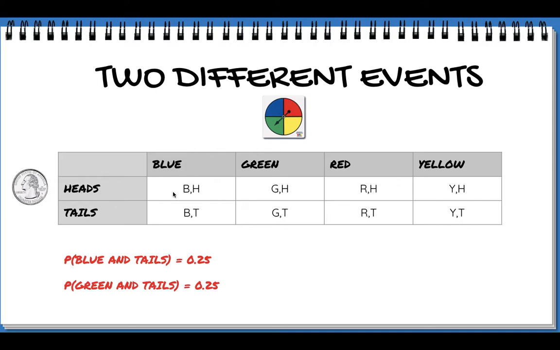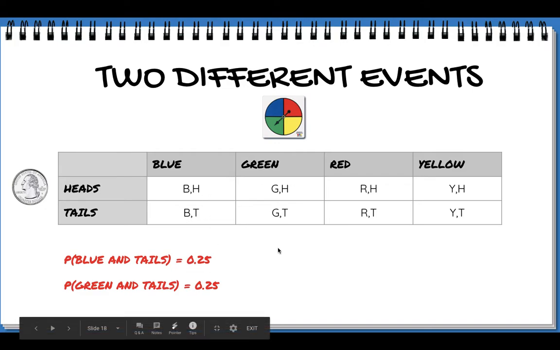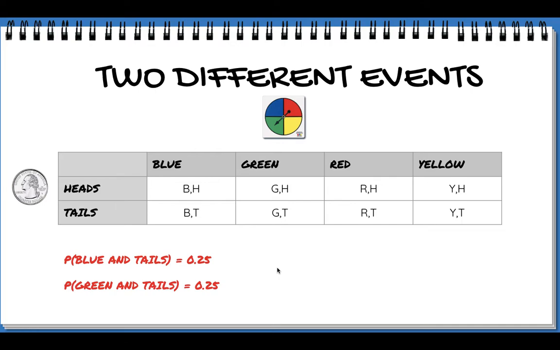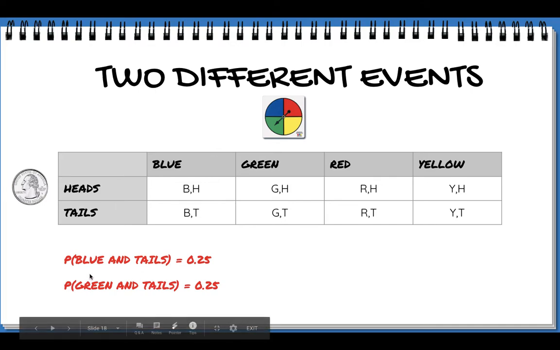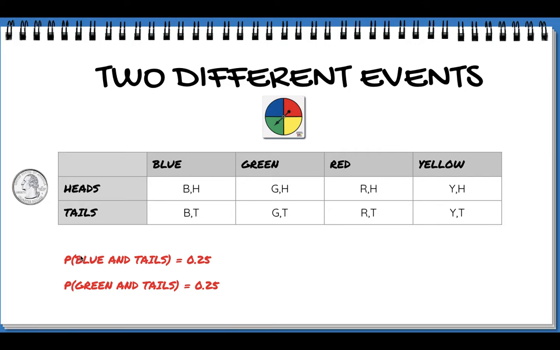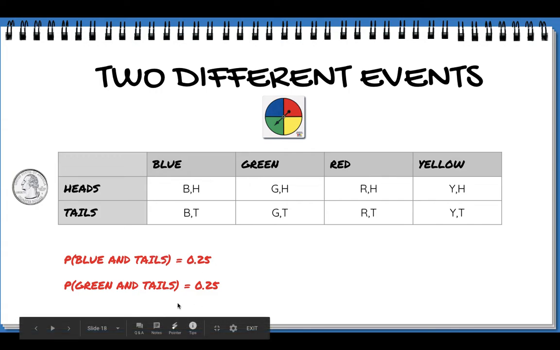And so this cell represents the fact that you could get a blue and a head, or a blue and a tail. And then I've just calculated a few probabilities here. I haven't done everything possible, but I just wanted to practice using the notation. So this first one means, what is the probability of getting a blue and a tail? And it is 0.25, okay?